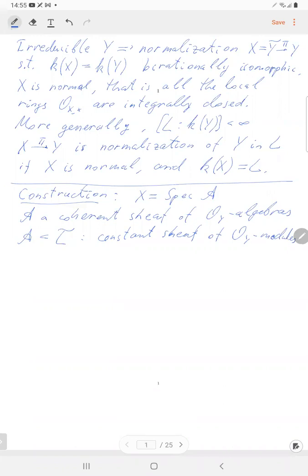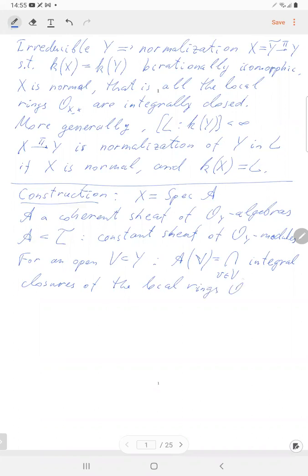Namely, for an open subset V in Y, we set A over V equals the intersection over all points in this open set of integral closures of the local rings O in L. Okay, integral closures of these rings in the ambient field L. Okay, this is the construction, and we only have to check that it works as stated.